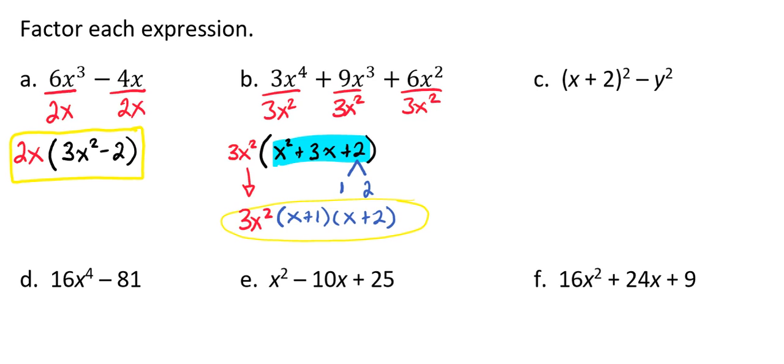For letter C, we have the quantity x plus 2 squared minus y squared. Now this one can be kind of tricky. It might catch you off guard. But this is simply the difference of squares, as we see an a squared minus b squared. And so we can do our difference of squares there, which means that we're going to need to find the square roots of each of those.